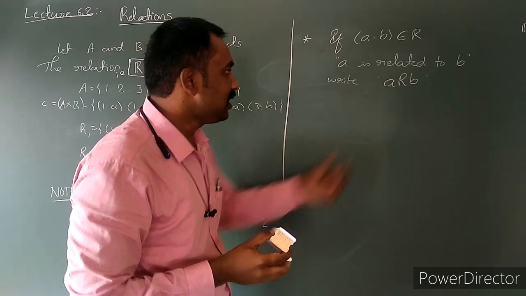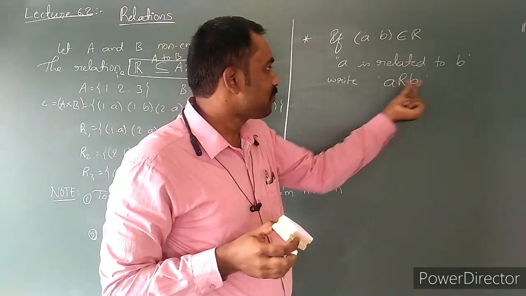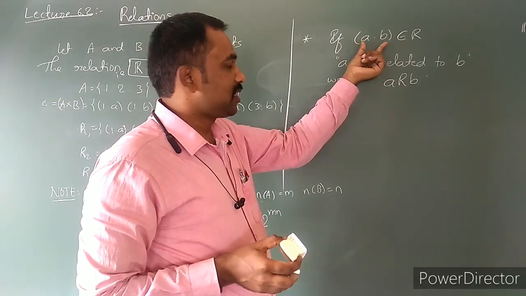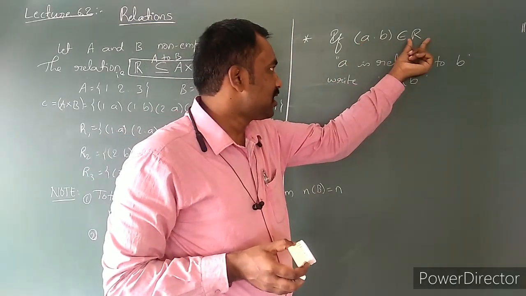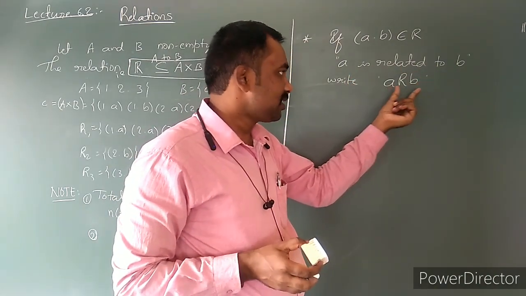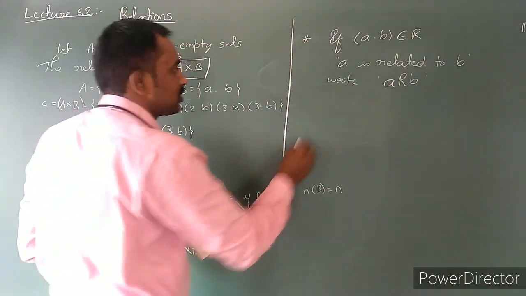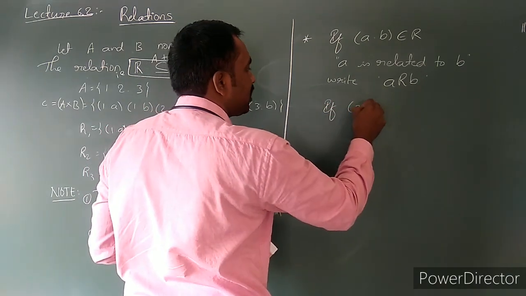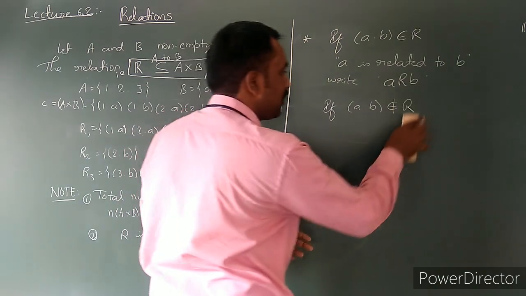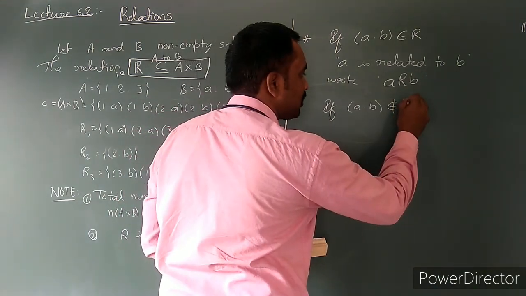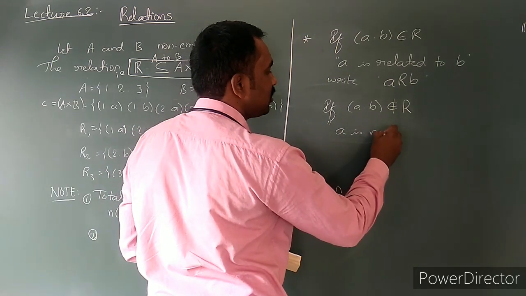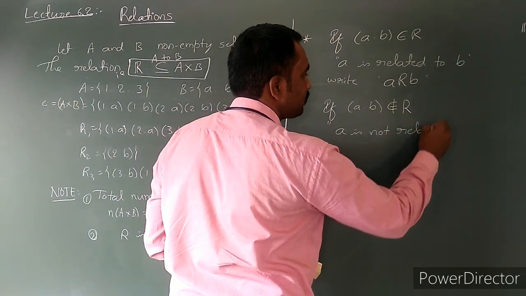How to read this one? Written as a R b, read as a is related to b. Are you clear? Suppose an ordered pair is present in the relation R, then we can say that a is related to b. Write it as a R b. Suppose the ordered pair (a, b) is not present in the relation R, then we say that a is not related to b.